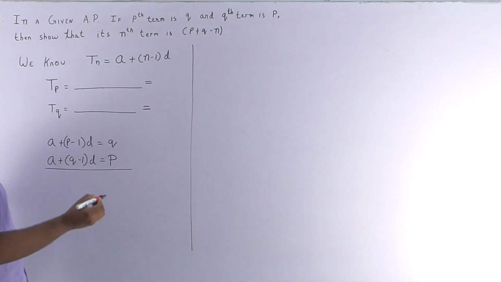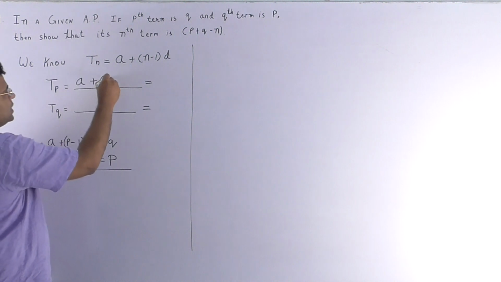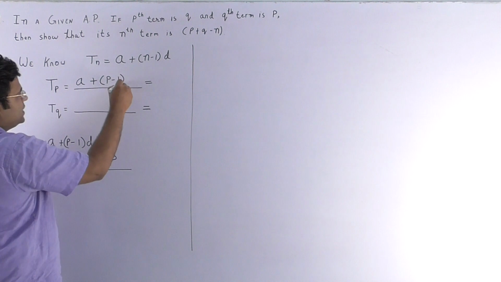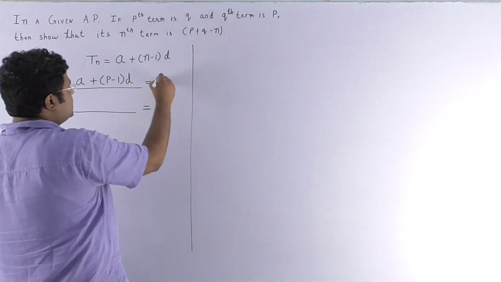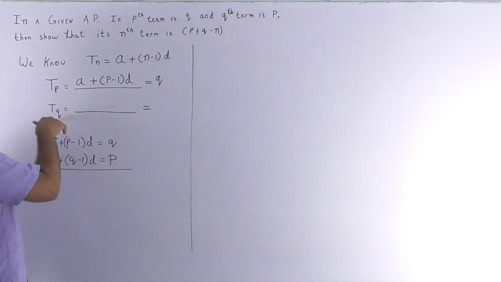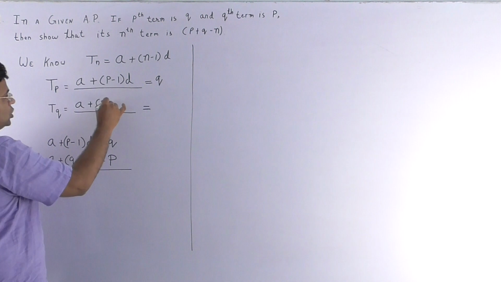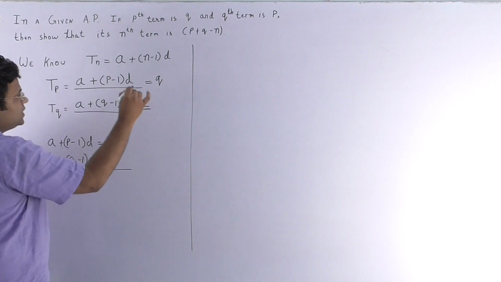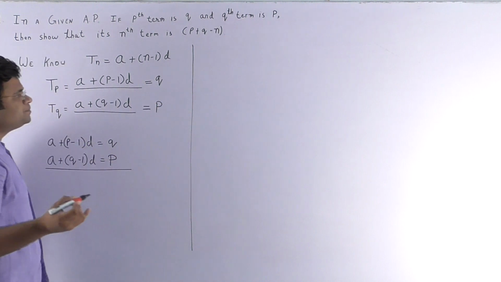Now, what's the pth term? Pth term will be A plus (P minus 1) D, which is nothing but Q, and the qth term is A plus (Q minus 1) D, which is given that it should be P.